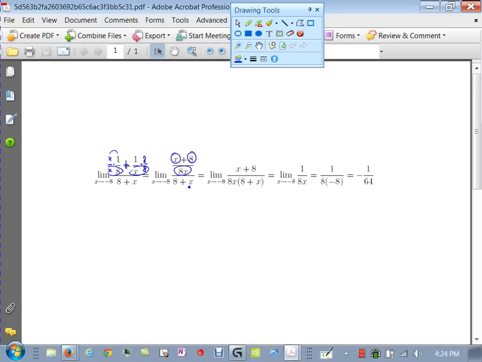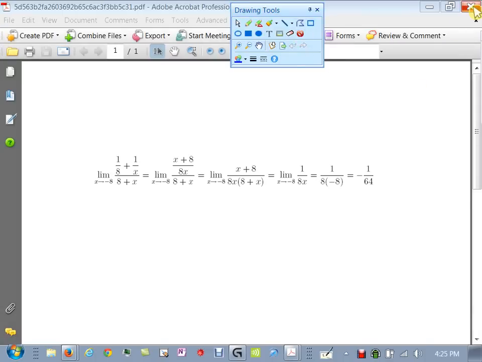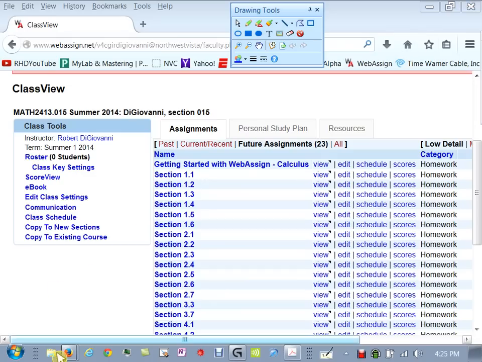And then they look at this as being a fraction over a fraction. So they look at it as x plus 8 over 8x divided by something. By a fraction means multiplication of the reciprocal, like that. So I just took the bottom, flipped it, and brought it up next to here. And then these are identical. So all you're left with is 1 over 8x right here. Let x go to negative 8. You get negative 1/64. Lots of algebra.